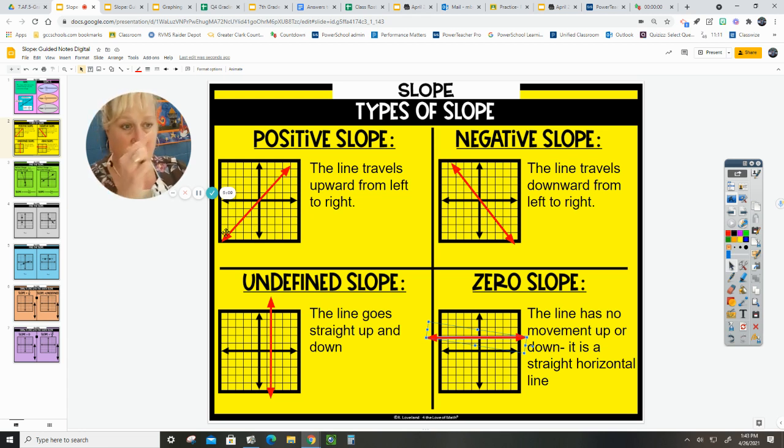So positive looks like it's going upward from left to right, like you're reading. Negative looks like it's going downward from left to right. And undefined slope, it looks like a cliff. And zero slope is boring, no slope. So that's what those are.